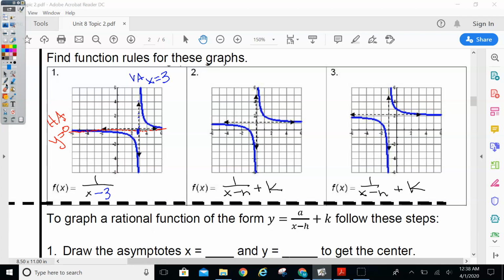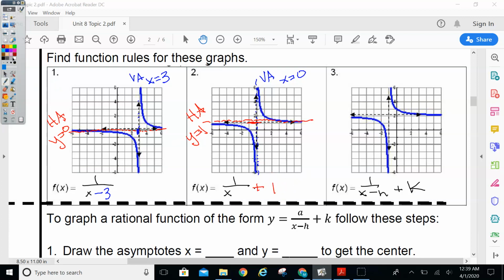Okay, same thing over here. So we look for the vertical asymptote. This time the vertical is the y-axis. The y-axis is the line x equals 0. So that means the h value has to be 0. So this basically goes away. So nothing down there. And then the k value is the horizontal. So here the horizontal asymptote is at 1. So y equals 1, which means the k on the outside needs to be a plus 1.